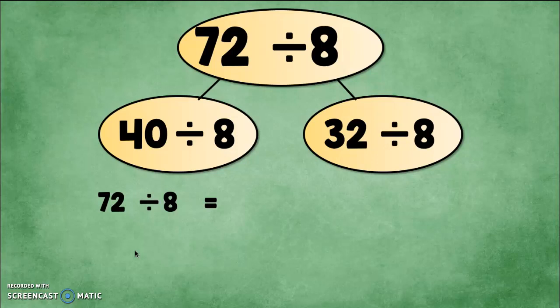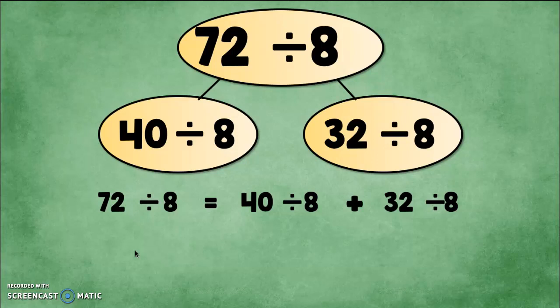Okay, you ready? So you should have written down the two division sentences that we made. We had 72 divided by 8. We changed that to 40 divided by 8 plus, remember we have to add those parts together, 32 divided by 8. Is that what you got? If you did, awesome. If not, it's okay. Press pause, erase it, and fix it. Press play when you're ready.